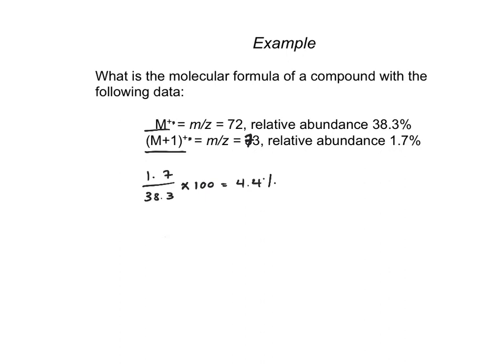So how many carbons do I have in this compound? If I have one carbon, what would be the percentage between these two? It should be 1.1. If I had 2 carbons, it would be 2.2. If I had 3 carbons, it would be 3.3, and if I have 4 carbons, it is 4.4, right? So I'm going to take my percentage of this versus this, and I'm going to divide it by that 1.1% abundance. That gives me 4 carbons in the overall compound.